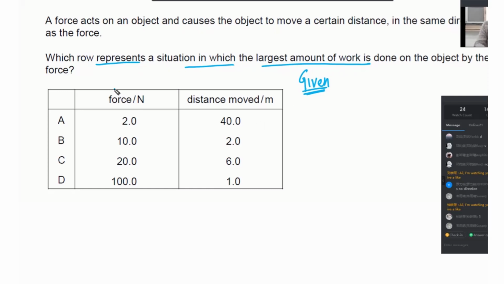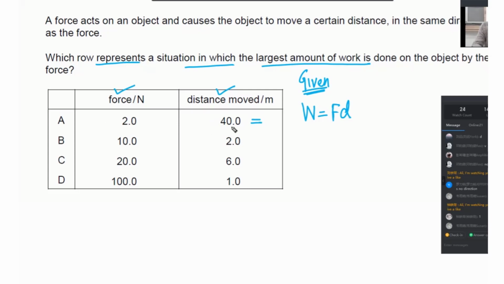Now, if you look at this one, force is given to us and distance is given. So we need to calculate work done. Work done simply is W = Fd. We have force, we have distance, so we need to calculate work.